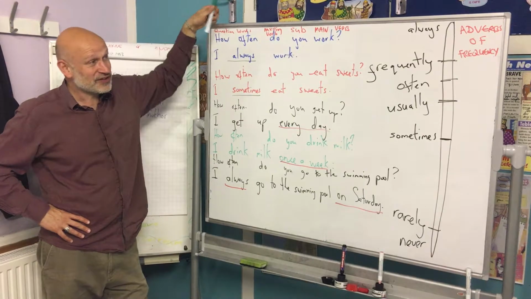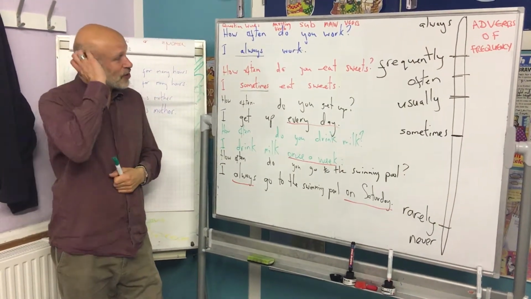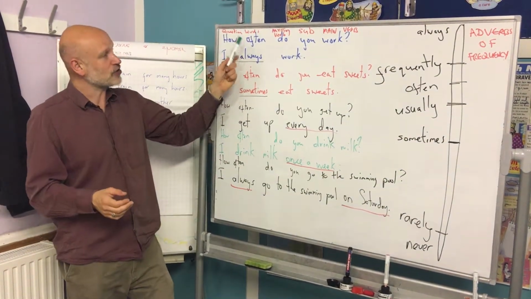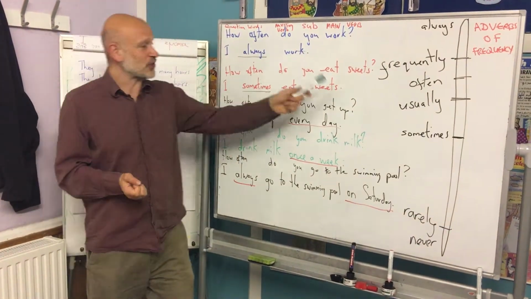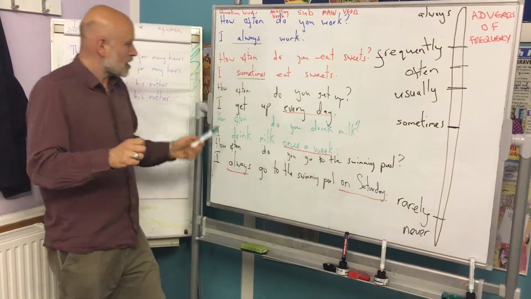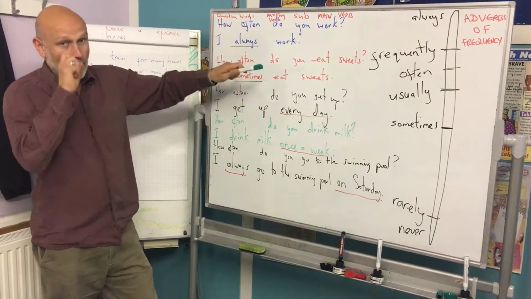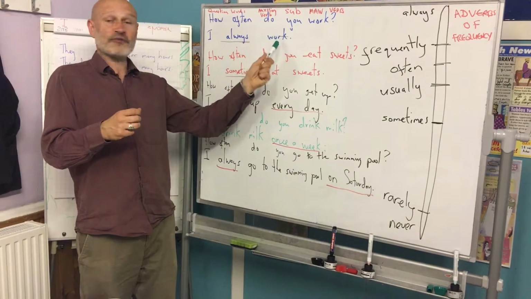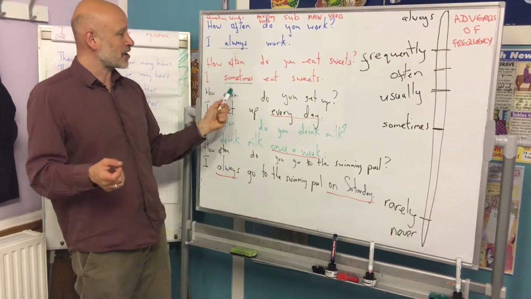The question that we use for these is how often? And at the moment, we're just looking at you, okay? So how often do you work? Well, I always work. How often do you eat sweets? Well, I sometimes eat sweets, not all the time. So, as you can see, the rule is we put the adverb before the verb. The adverb comes before the verb. I always work. I sometimes eat.